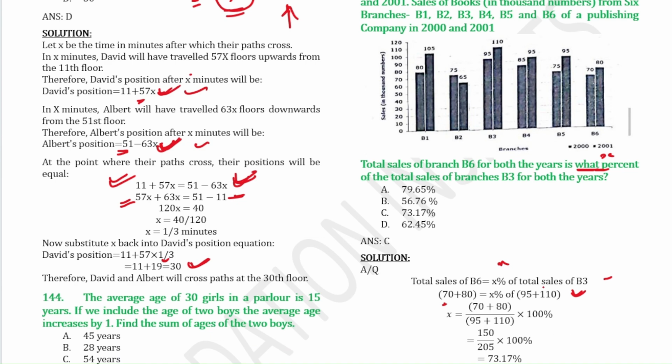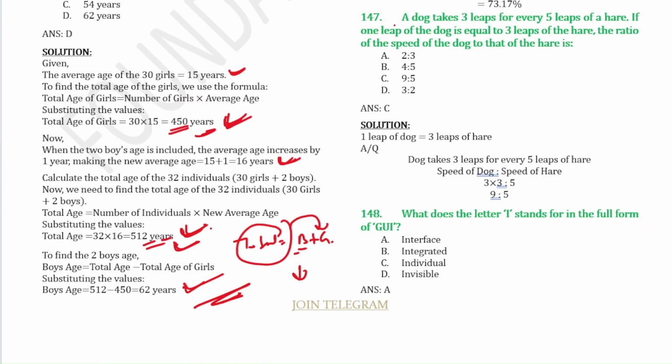So now if you solve this one, 95 plus 100, if you send it this side, then it will become division, right? So that's how we are getting this one. X percent means X by 100, right? So 100, if you send this side, division becomes multiplication. So that's how we are getting this one. So you substitute, solve these values, and then you will get the answer 73.17%.